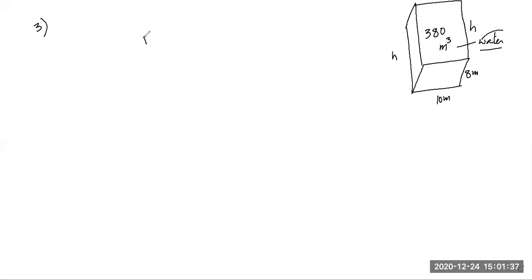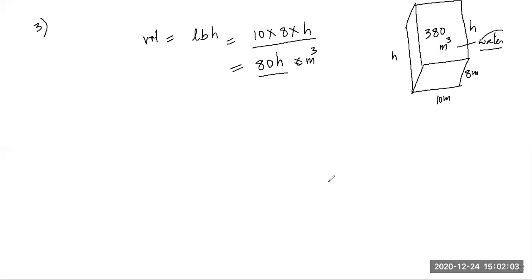All right, students. So volume of a cuboid is length into breadth into height. So this will be equal to 10 into 8 into h. Imagine that height is h. So this will be equal to 80h. I think the things are in meter, so 80h meter cube is the volume, right?